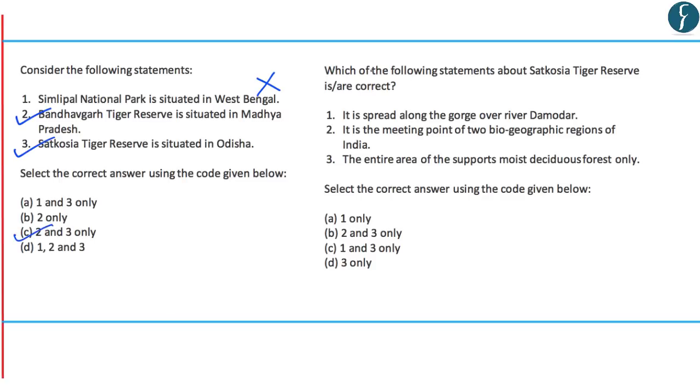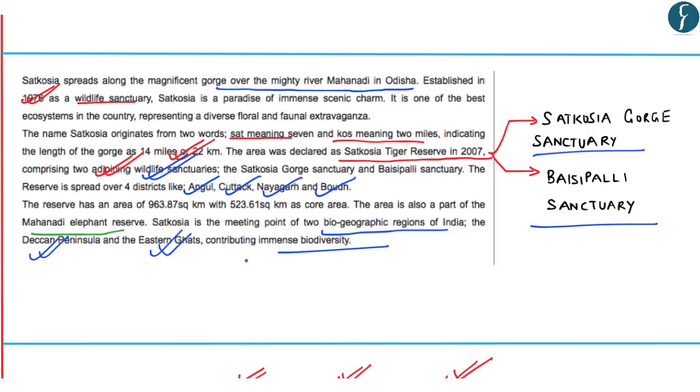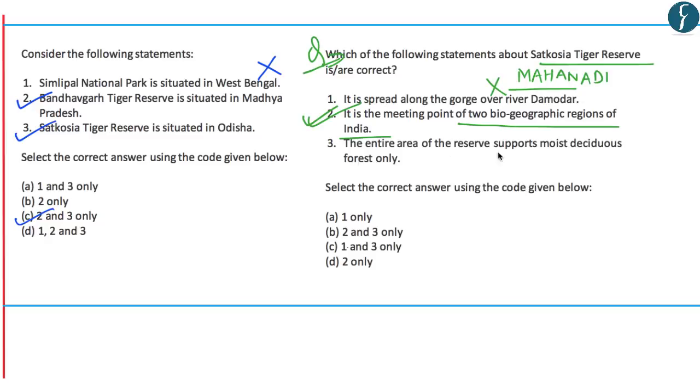Now let's read this question very carefully. Which of the following statements about Satkosia Tiger Reserve are correct? First, it is spread along the gorge over river Damodar. No, this is incorrect, as it is spread over the river Mahanadi. Second, it is the meeting point of two biogeographic regions of India. Yes, this is correct. As you can see, Satkosia is the meeting point of two biogeographic regions of India, namely the Deccan Peninsula as well as the Eastern Ghats. And third, the entire area of the reserve supports moist deciduous forest only. No, this again is incorrect.